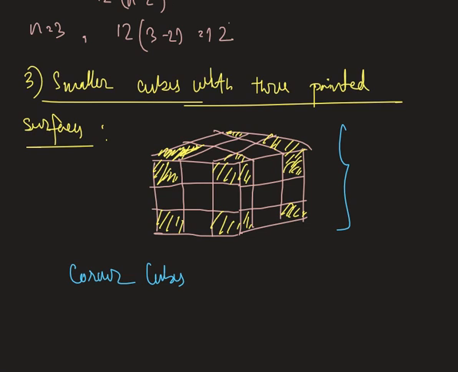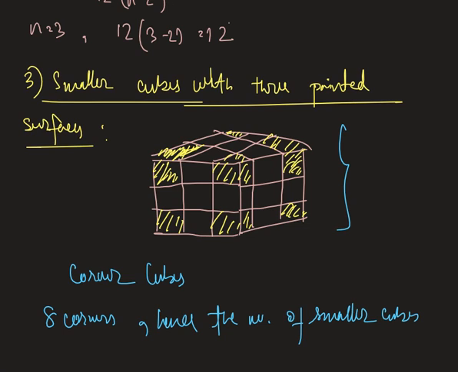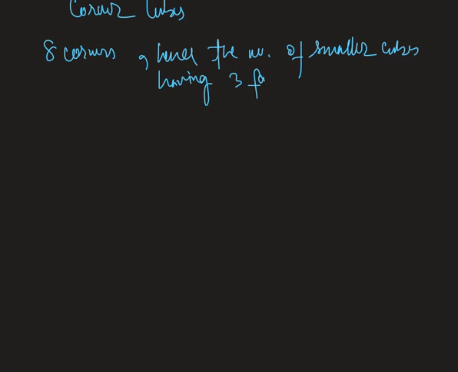As a cube has 8 corners, hence the number of smaller cubes having three faces painted is always 8.